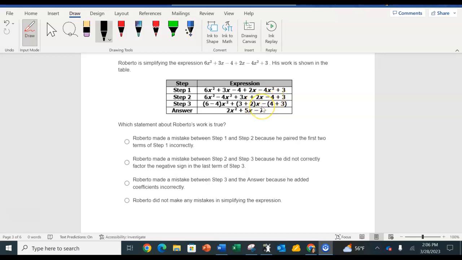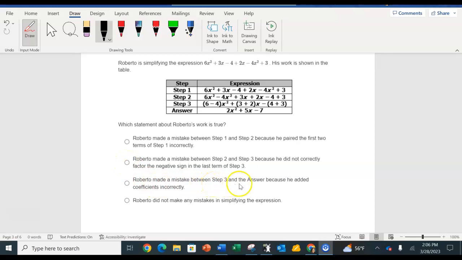And then he should have plus negative 4 minus 3. So this step is incorrect because that negative looks like it's being distributed to the 4 and the 3, and the 3 was not negative. So between steps 2 and 3, step 3 is incorrect. So let's see. He made a mistake between steps 2 and 3 because he did not correctly factor the negative sign in the last term of step 3. So this looks like the right answer.